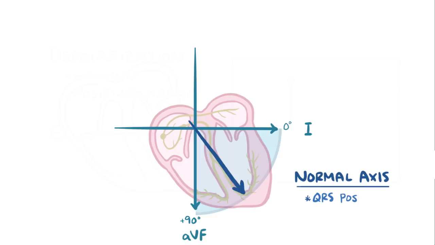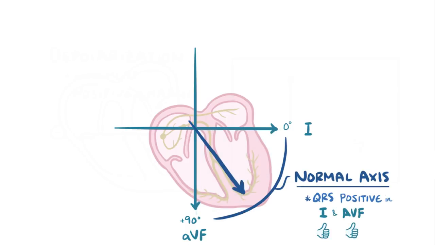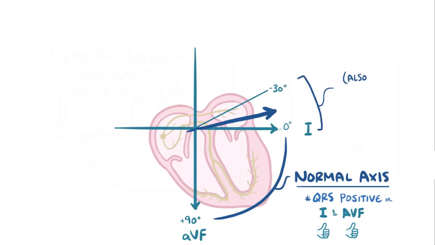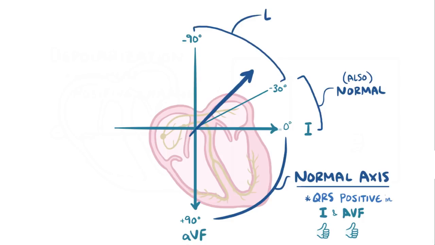If it's positive or up on an ECG in lead 1 and AVF, you can imagine that's like seeing 2 thumbs up, meaning that everything's okay. If the vector's positive in lead 1 and negative in AVF, then it's in this quadrant. And it could also be normal if it's between 0 and negative 30 degrees. If it's between negative 30 and negative 90 degrees, though, it could be considered left axis deviation.